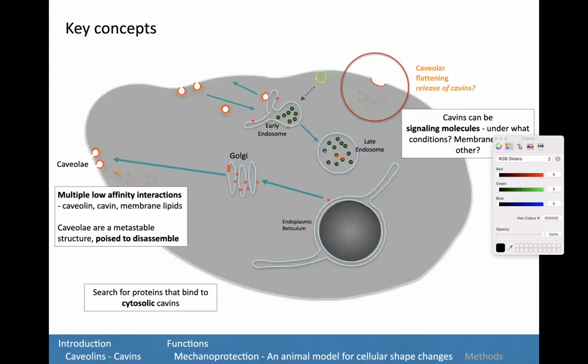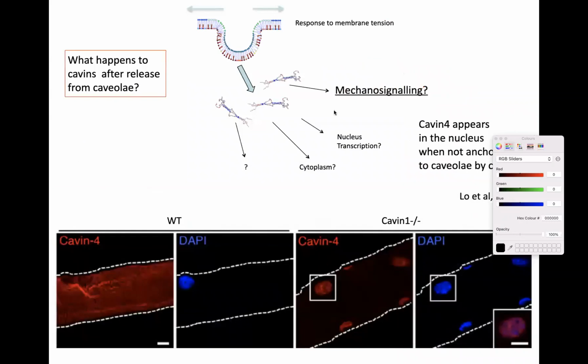So I now want to move on to this idea that the cavins are signaling molecules. And so our model is that the caveolae can flatten out. This can protect the cell, but it also releases the cavins into the cell. And this was really a major goal because of observations like this, where cavin 4, this is the muscle isoform of cavin, is on the surface of the muscle fiber.